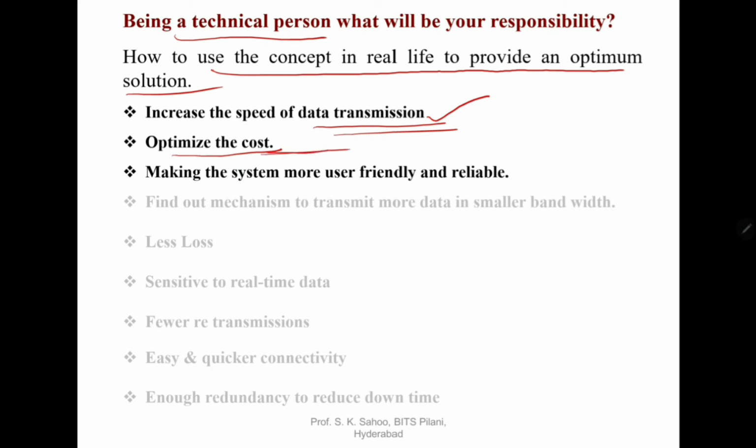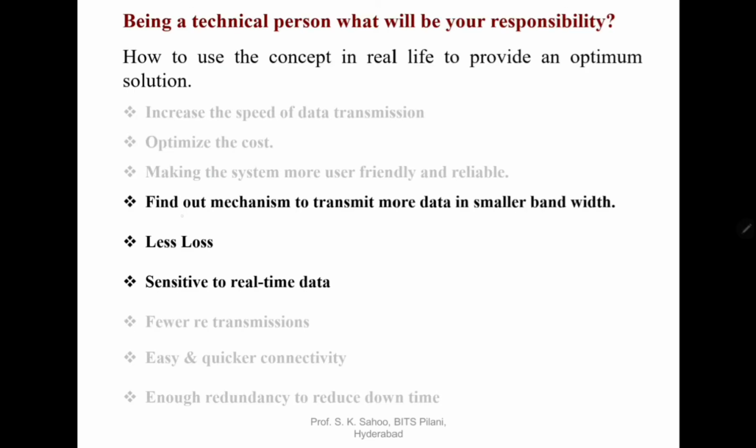Now, if the price reduces, the utilization of the phone will be more, making the system more user friendly and reliable. If you are using the phone, it should be user friendly and reliable, so that the system will be better utilized. What will be the mechanism? If you can find a mechanism to transmit more data in a smaller bandwidth, that will be good.